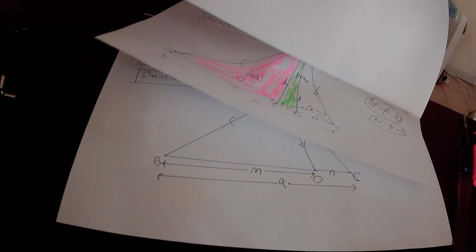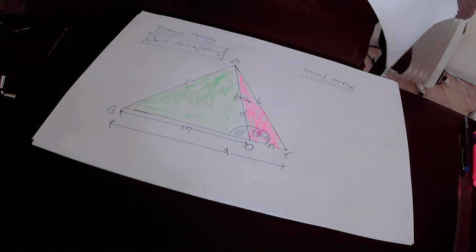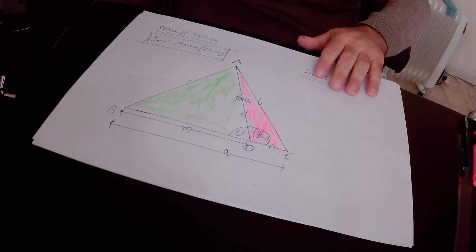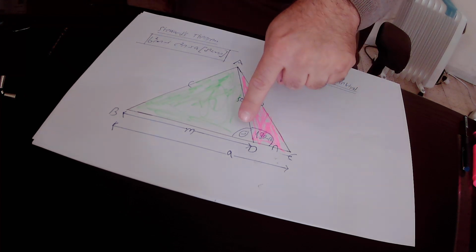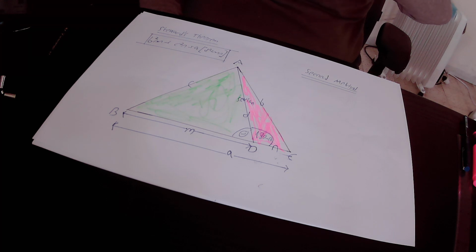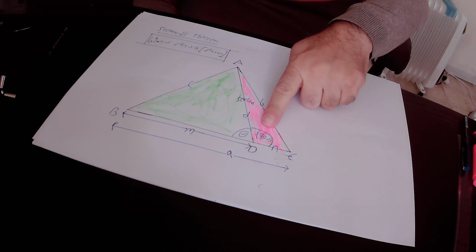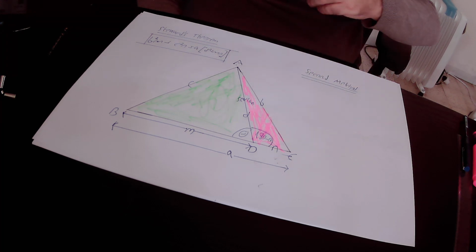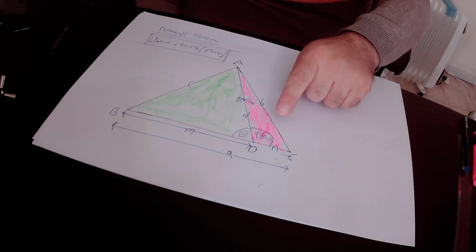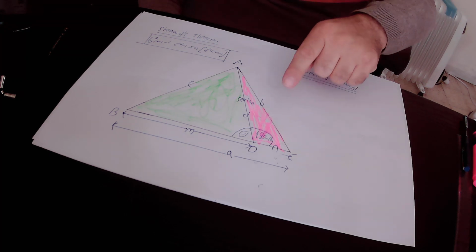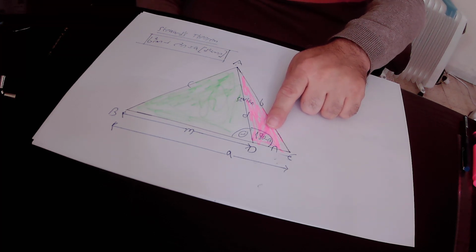Then I presented to you the second method. In the second method, we defined angle ADB as theta. We defined the adjacent angle as 180 degrees minus theta, according to the rule that the sum of the angles on one side of the line is equal to 180 degrees. This angle must be equal to 180 degrees minus theta.